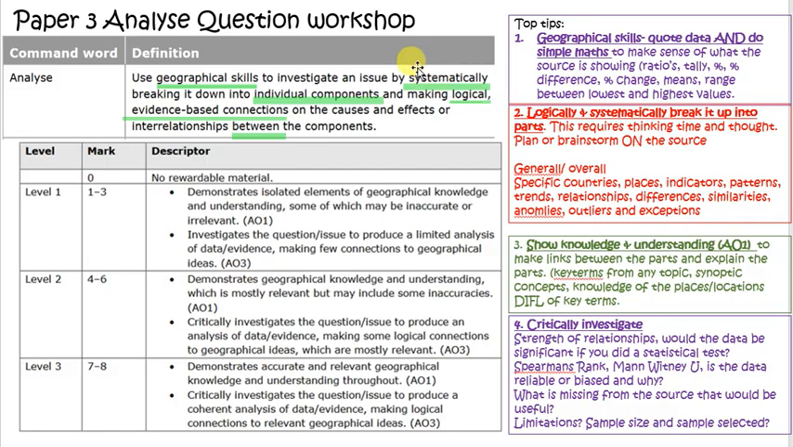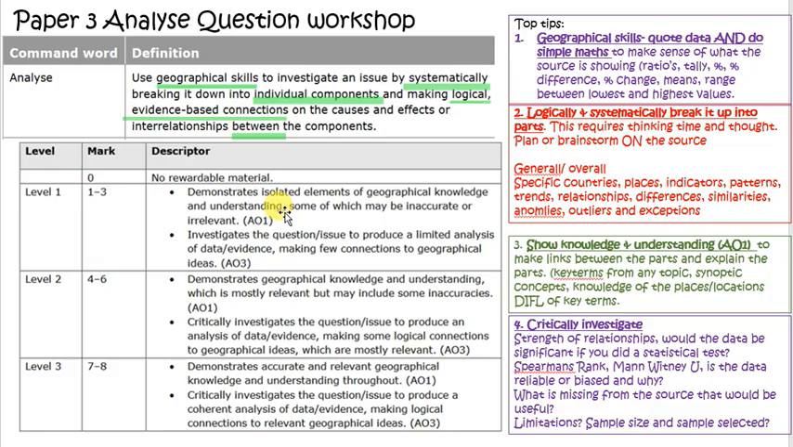So use your skills to break it up. I like the word logically better, systematically or logically, into pieces. And then once you've done that, analysis of the source, you need to show some knowledge and understanding to make sense of that source. So how can you do that? Well, you can make connections between the parts. If you've got a graph showing GDP versus wages, for instance, then they're your parts. You need to make a link between those two indicators.